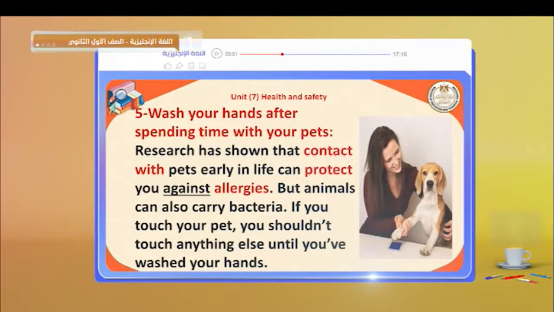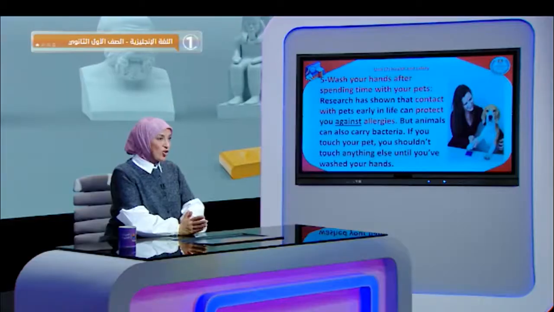So pet animals have advantage and disadvantage. They have the advantage that they protect you from allergy, but the disadvantage that they may have bacteria. So if you touch your pet animal, you shouldn't touch anything else until you have washed your hands. So the next time you play with your dog or cat, be careful that you wash your hands after playing with them. Why is it important to wash your hands after playing with cats and dogs? Because they may have bacteria, and bacteria may be dangerous to your health, okay?